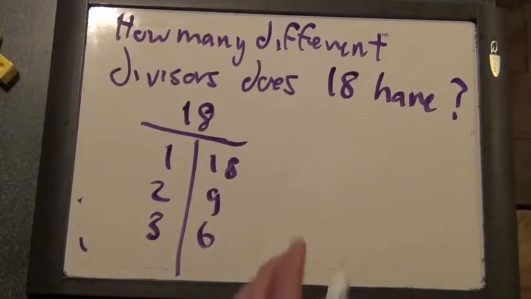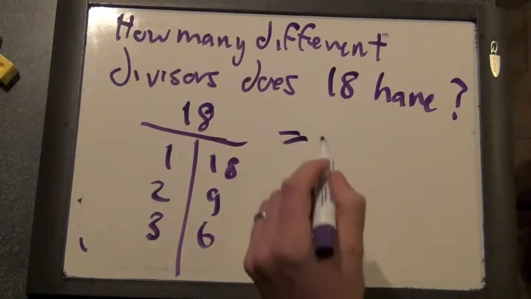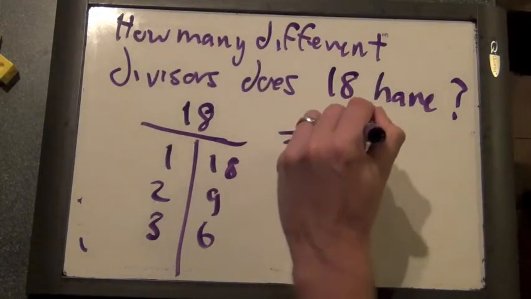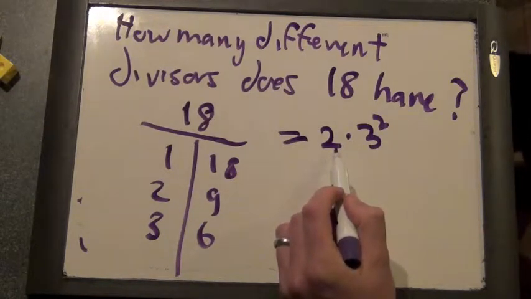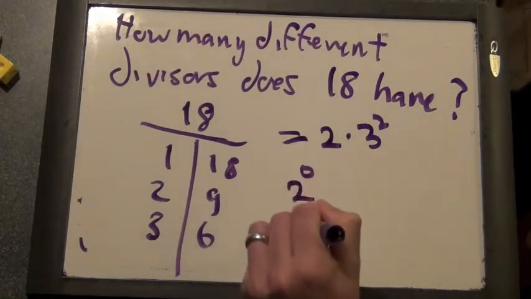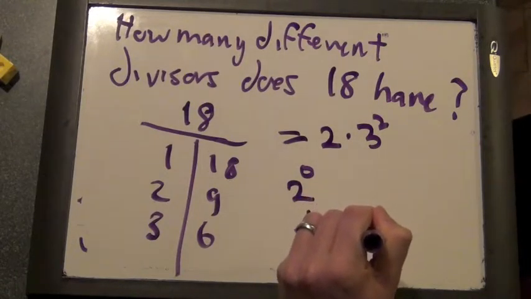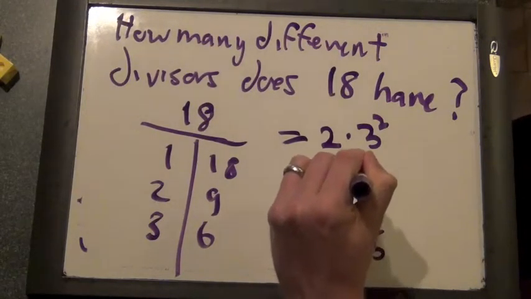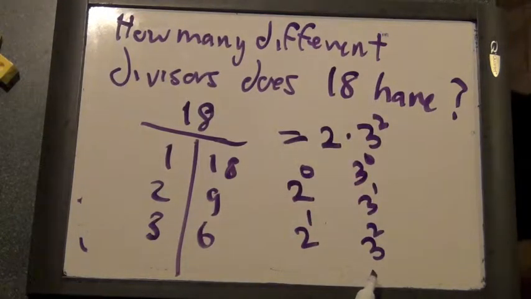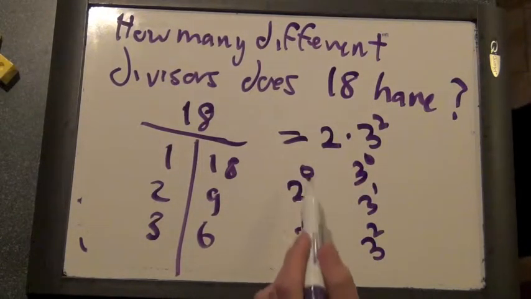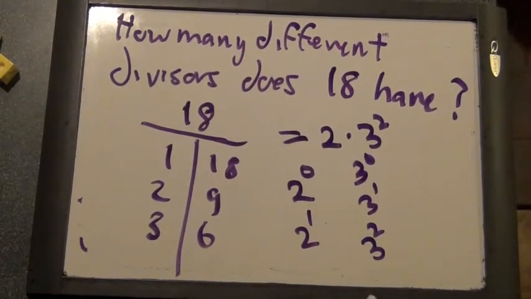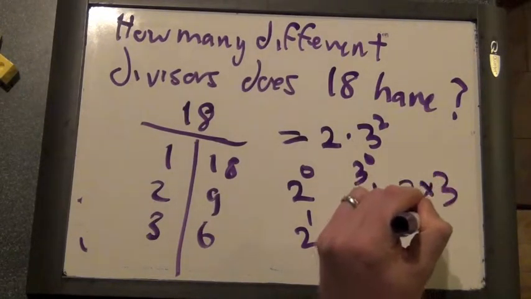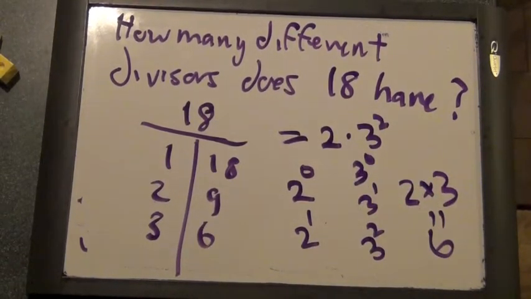How do you factor 18 into primes? 18 is 2 times 3 squared. So if I'm going to have a divisor of 18, I need to have either 2 to the 0 or 2 to the first power. And I need to have either a 3 squared, a 3 to the first power, or a 3 to the 0 power. So how many choices do I have for my 2's? 2 choices. How many choices do I have for my 3's? 3. And 2 times 3 is? 6. Cool.